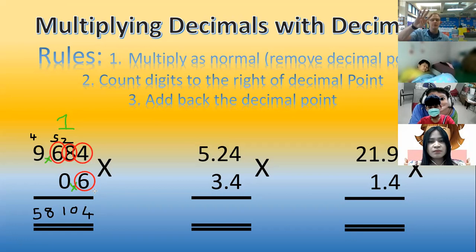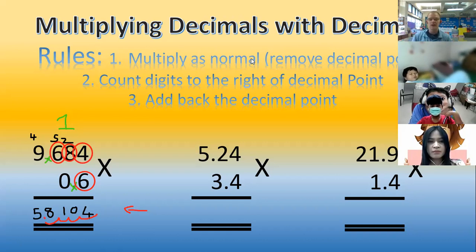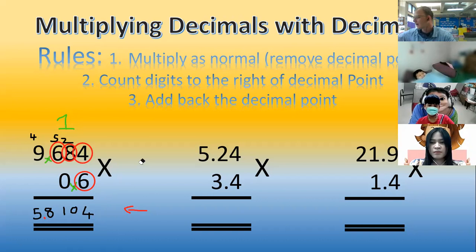In this case, there were 4. So we know that if there's 4, we have to count from the right-hand side. We count 4 backwards and then decimal point. So you start here. 1, 2, 3, 4. 5.8. So when multiplying, it's very easy in the beginning. We just multiply like we normally would, and we take away the decimal point. We don't need it. We need it only at the end. So this answer is going to be 5.8104.